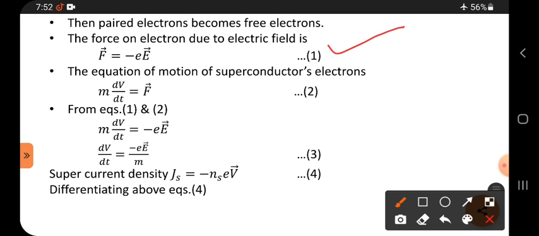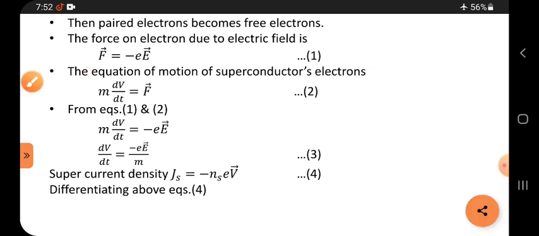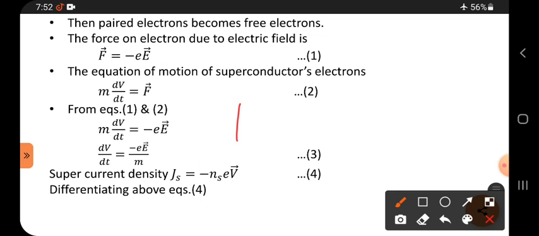Now what happens in the superconductor? The paired electrons will start moving. Moving electrons come under motion, the equation of motion of superconductor electrons. So what is the equation of motion? F is equal to m dv by dt. Generally, what is the formula for force? According to the equation of motion, or simply Newton's second law.